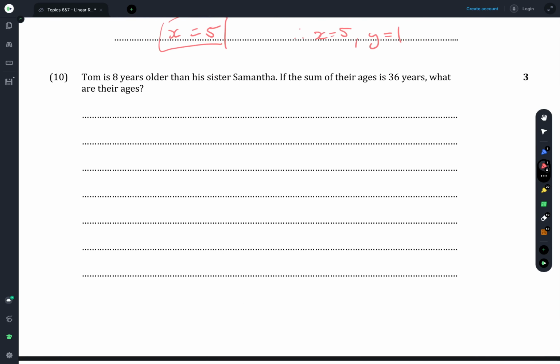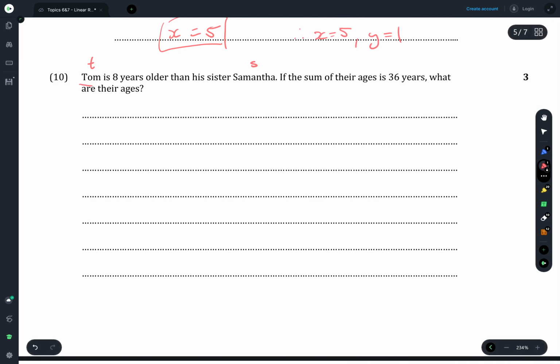Going into question 10, in this question, we're told that Tom is 8 years older than his sister Samantha. If the sum of their ages is 36, what are their ages? So this is a question where we need to create the two equations first before we can solve them simultaneously. So our two variables, first of all, are Tom's age, so let's call that T, and Sam's age, which we're going to call S.